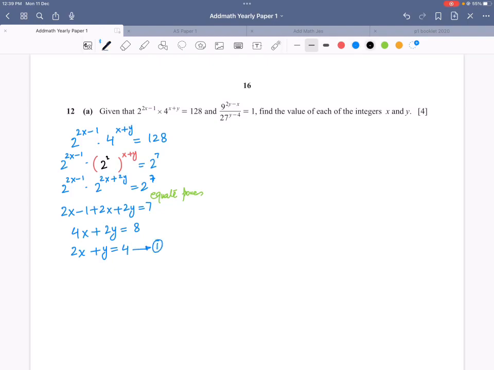We need to do the same method for the second given equation. It is 9 power 2y minus x divided by 27 power y minus 4 equals 1.